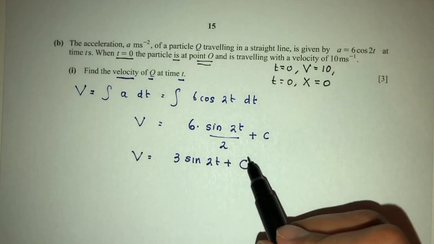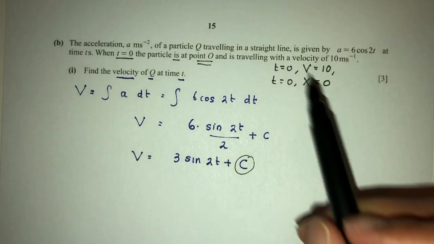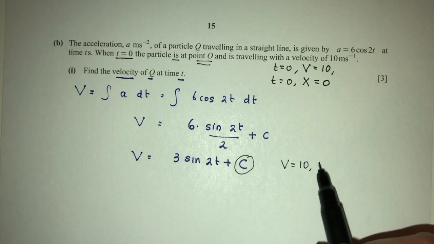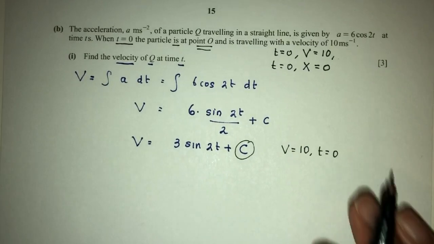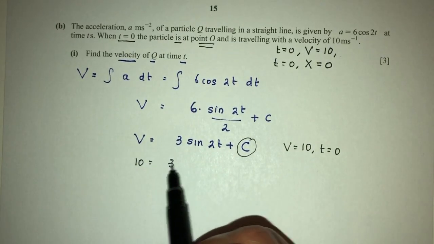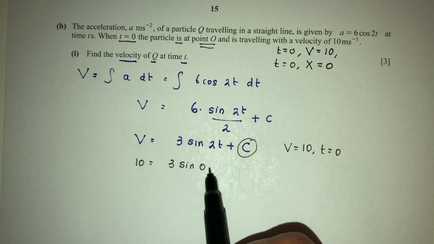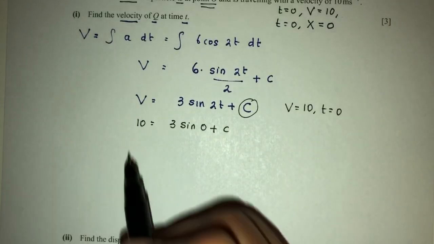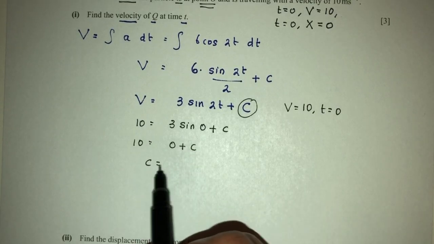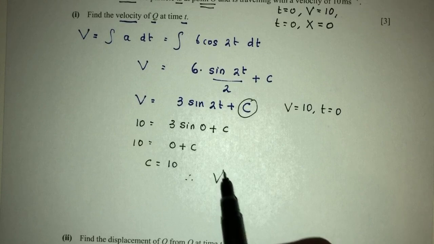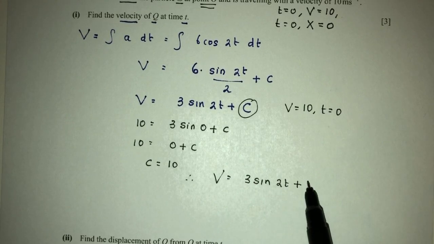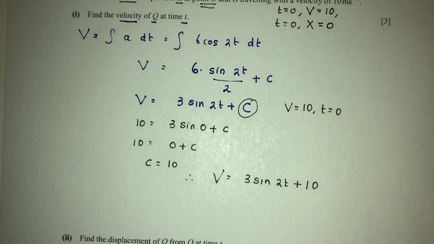Now we have to find the value of c. We have to use the given information, which is v is 10 when t is 0. So replace in the main equation: 10 equals 3 sin 0 plus c. So 10 equals 0 plus c, so c is 10. Finally, v will be 3 sin 2t plus 10. That is the velocity of Q at time t.